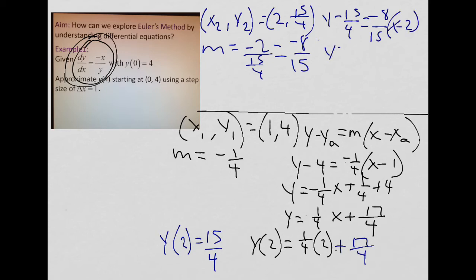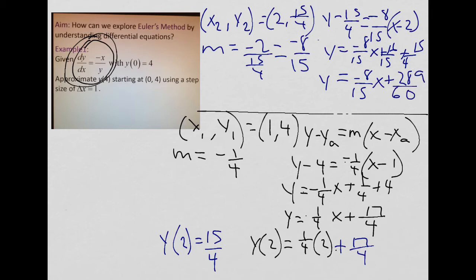So we end up with y is negative 8/15 x and 16/15, and I'm adding over the 15/4. So it's going to leave us the common denominator of 60. So this does become lengthy. If you need your calculators, that's okay.